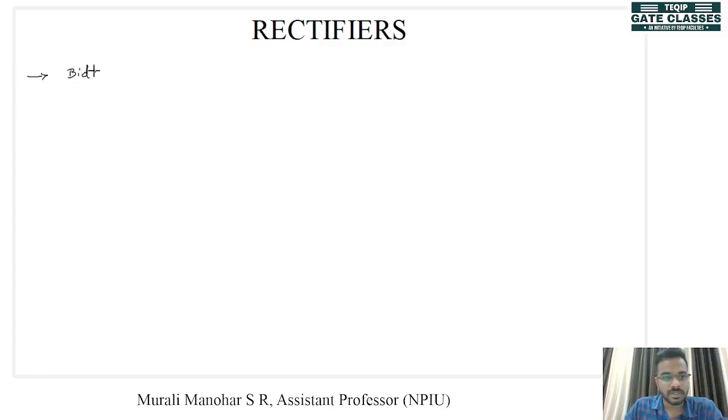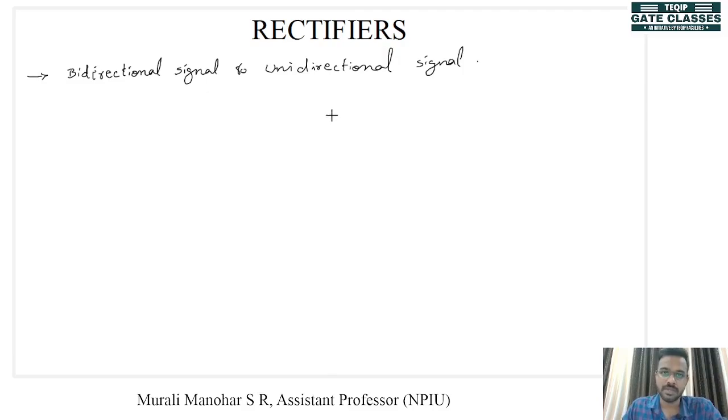It converts a bidirectional signal to a unidirectional signal, or in other words, it converts AC to DC. That is the simplest definition of rectifiers.